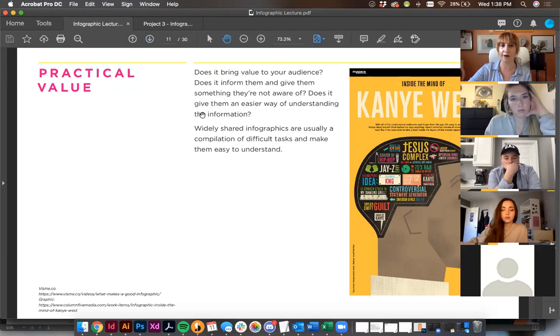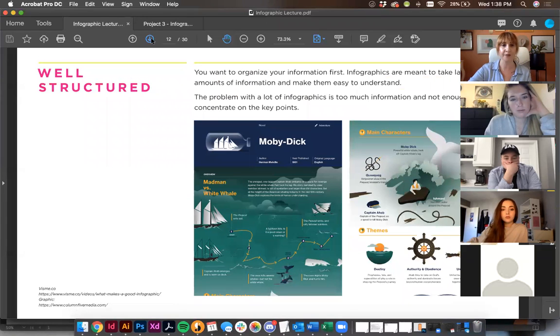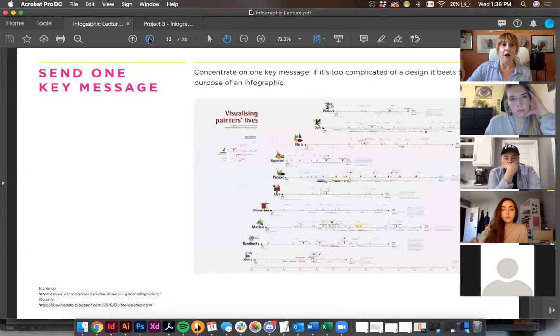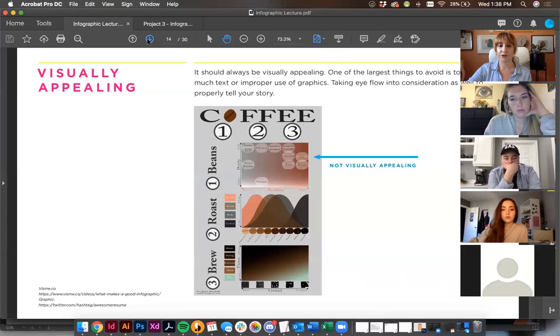Obviously, practical value, does it bring value to your audience? Does it inform them? Maybe it's something they're not aware of, or have a better understanding of, maybe it's something I don't know about. I hope it's something I don't know about. Always nicely structured. Sends a key message. If it's too complicated, you think, this is too complicated, I don't want to look at that. So don't do something like that. Visually appealing, not visually appealing.